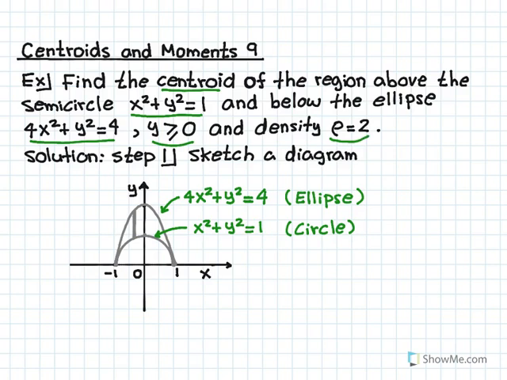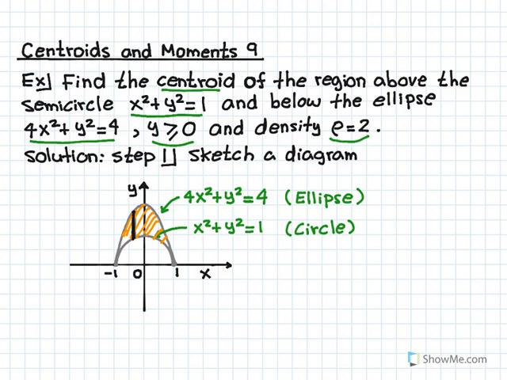The first step is to sketch a diagram. So we're basically looking for the centroid of the region between the ellipse and the semicircle. So this is a region here. We would like to find the centroid of this region. So we draw an arbitrary slice and we're going to find the mass of this region, the moment with respect to the y-axis, the moment with respect to the x-axis, and use the formulas to find x bar and y bar, the centroid of this region.